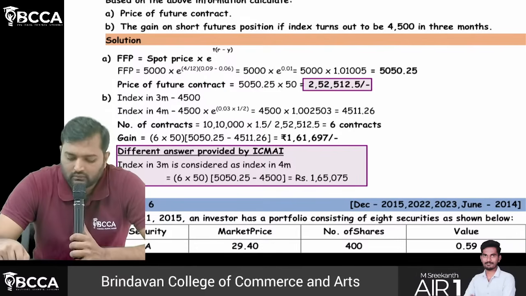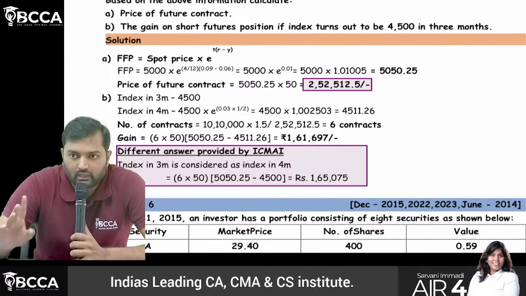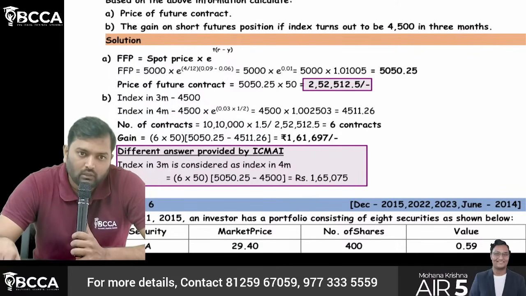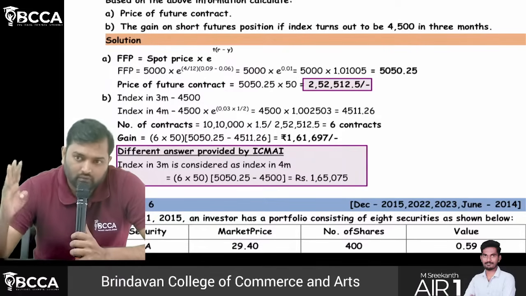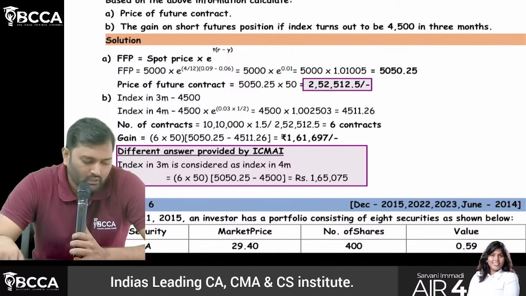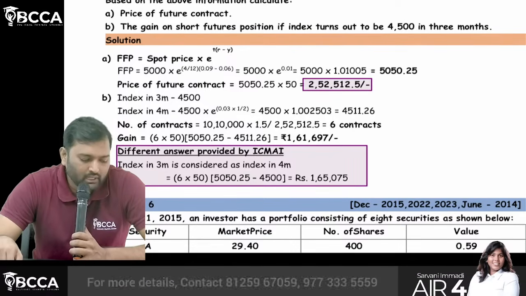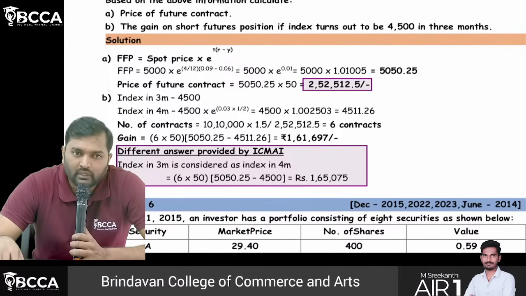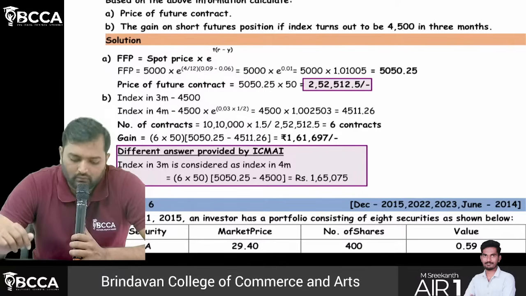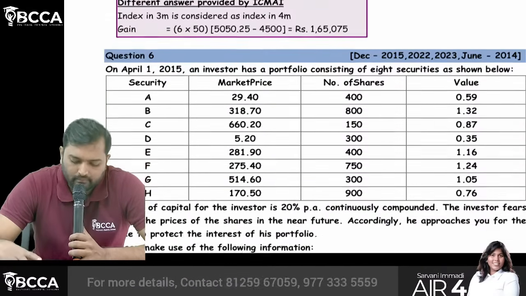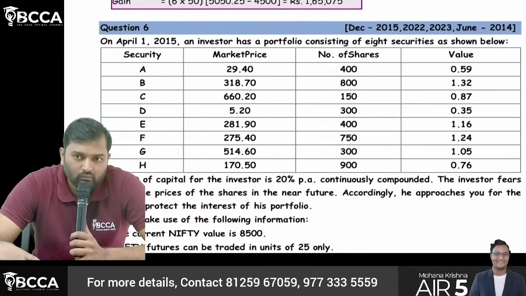165,075 is the answer. Here the ICMAI answer is not completely correct, because 4,500 is the price at the end of 3 months, while 5050.25 is the fair future price at the end of 4 months. So that's why the CA answer is correct, but you have to follow the CMA answer for exam purposes. Yeah, the answer which is highlighted, you have to write. Clear? Next, question number 6.